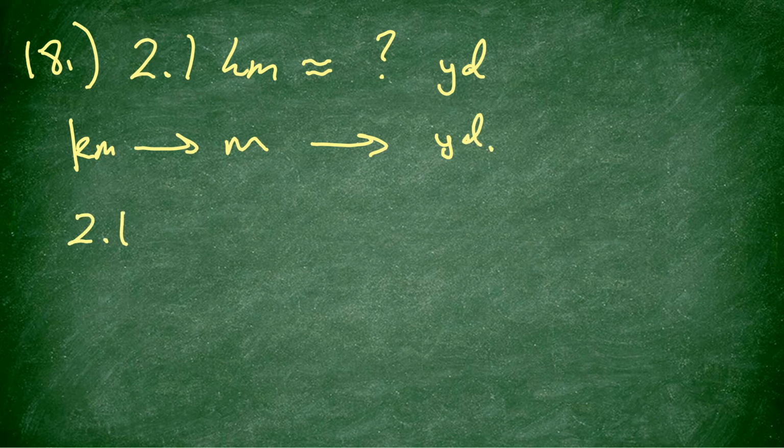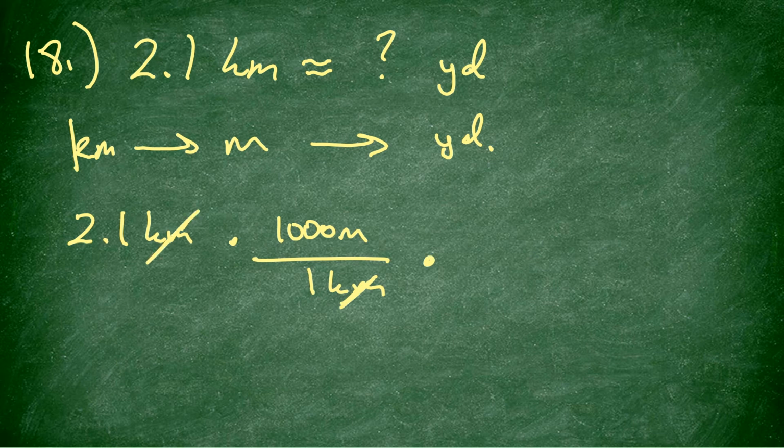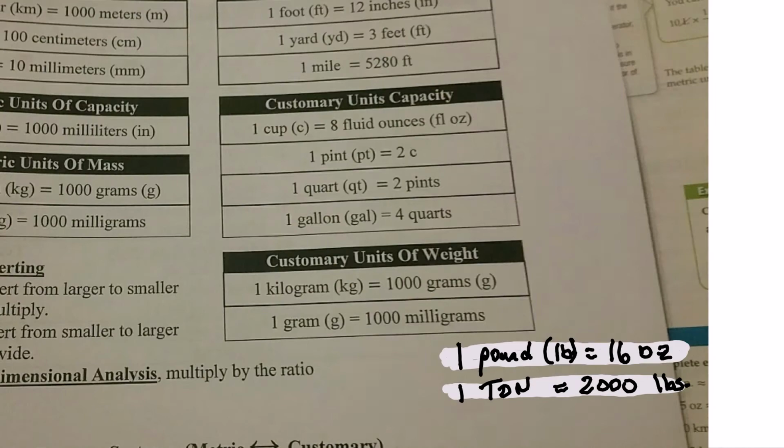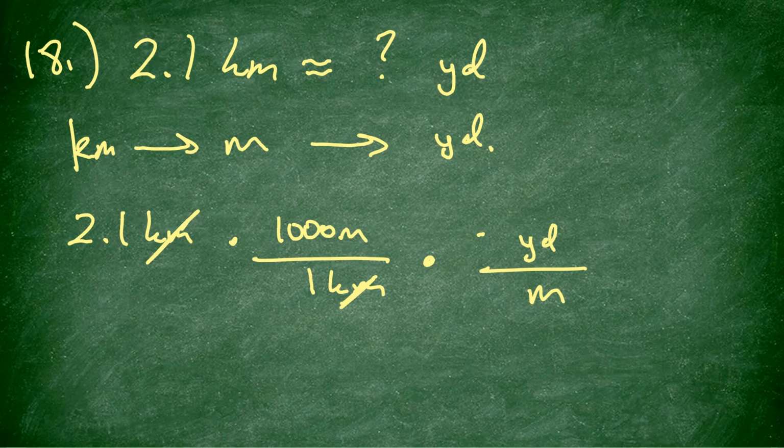So 2.1 kilometers. Remember, 1,000 meters is 1 kilometer. That's the conversion. I want kilometers on the bottom, so they cancel. I'm going to multiply again. This time I want yards on top, and I want meters on the bottom. It doesn't matter which one you use, you can use either this one or this one, but I'm actually going to use this one here. 1 yard is 0.9 meters. I just always like to use the same one so I don't end up thinking about it.